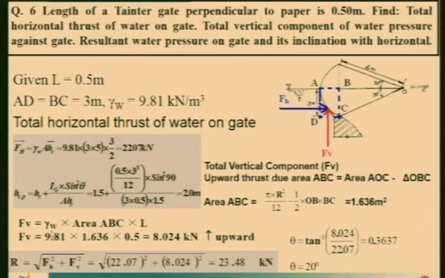Once you substitute the value gamma W into area ABC into length, you will get the upward force. Theta is equal to tan inverse Fv by Fh, and the resultant is the square root of Fh square plus Fv square. So, the total reaction force on this gate is 23.48 kilonewton and the angle is 20 degree. Okay.